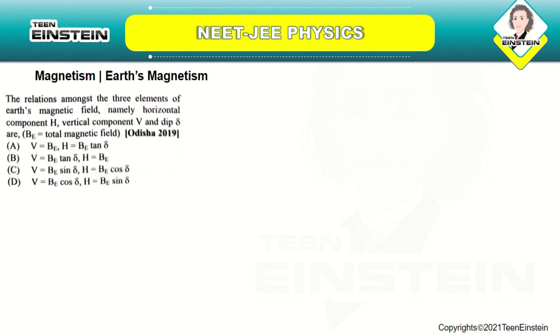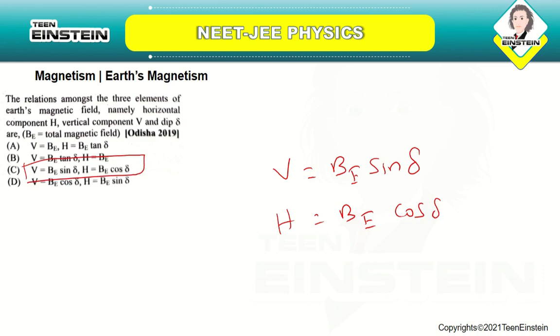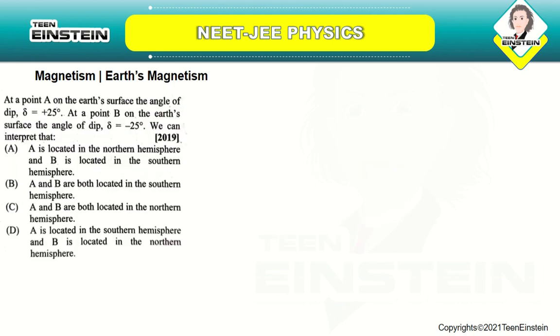The relations among the three elements of Earth's magnetic field, namely horizontal component H, vertical component V and dip delta. Okay, so here the relation is V is equal to B sin delta, and the horizontal component will be B cos delta. Okay, so the correct answer is option number C. It's a direct formula based question, where the vertical component is B sin delta and the horizontal component is B cos delta. Okay, so let us now move on to the next question.